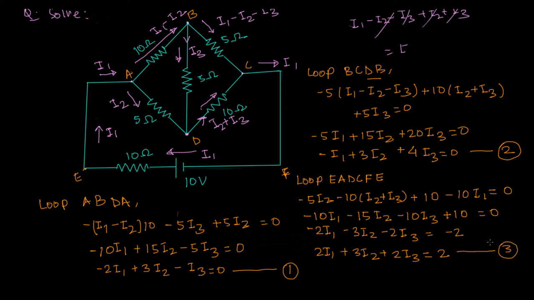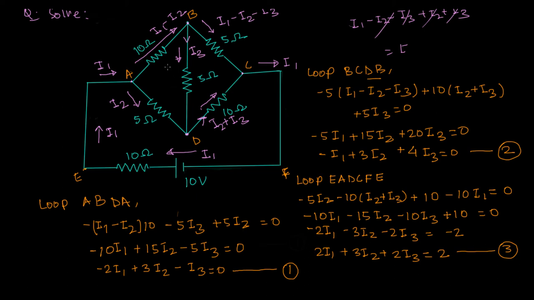So if we do A, B, D, A, I have taken A, B, D, A. You have taken the direction of I3 above here. Oh, yes, sir. That means the current that will be going here will be I2 minus I3. Right? So will this affect the answer? No, it will not affect. It will not affect anything.